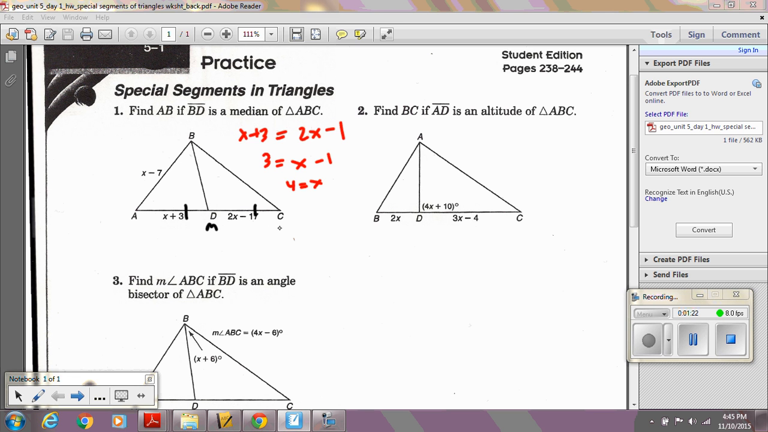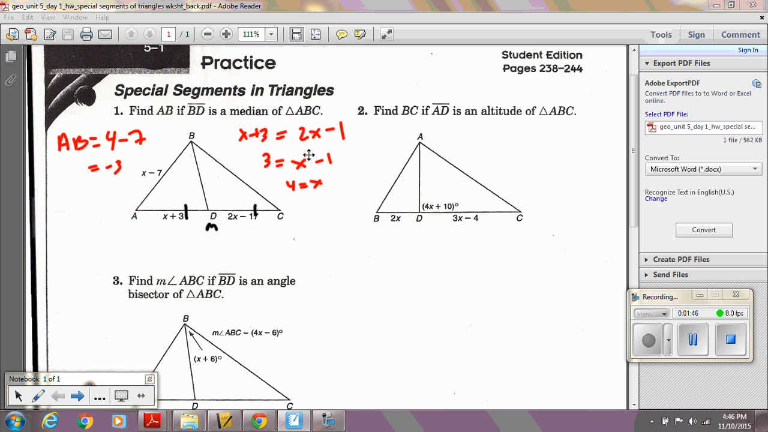And now that I know what x is, I can find AB because I need to plug it in. So AB is equal to 4 minus 7, which is equal to negative 3. But that doesn't seem like it makes any sense.